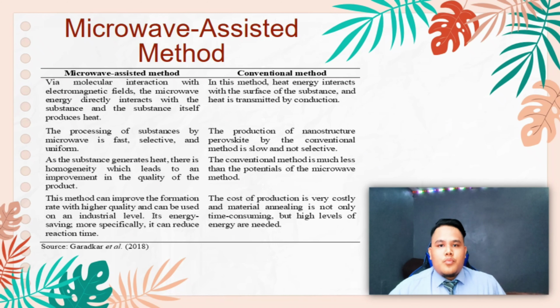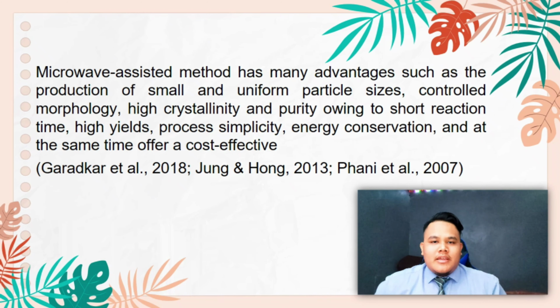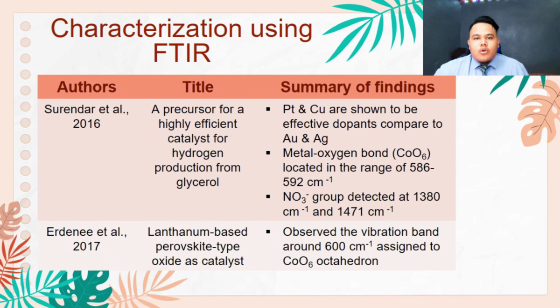Next, we go to subtopic 2.3, which is microwave assisted method. As we can see here, this is the comparison between microwave assisted method and conventional method as mentioned in the study of CaCoO3 et al. 2018. Microwave assisted method has many advantages, such as the production of small and uniform particle size, controlled morphologies, high crystallinity and purity owing to short reaction time, high yield, process simplicity, energy conservation, and at the same time offers a cost effective method. In subtopic 2.4, we will focus on characterization of perovskite oxide using FTIR analysis. A study by Serrano et al.